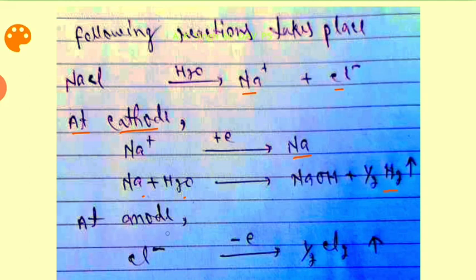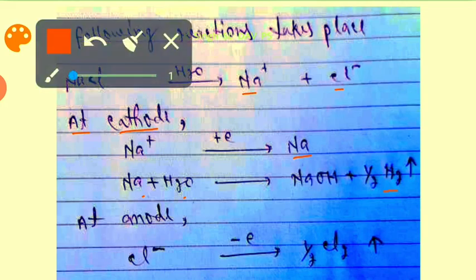At the anode, Cl- loses one electron and converts into chlorine gas, and chlorine gas evolves. So at the anode, chlorine gas evolves. At the cathode, hydrogen gas evolves. When the evolution of gas has ceased, it means the reaction is complete.